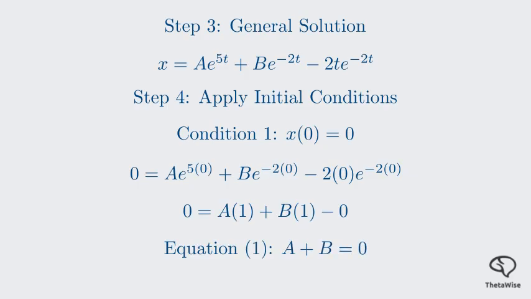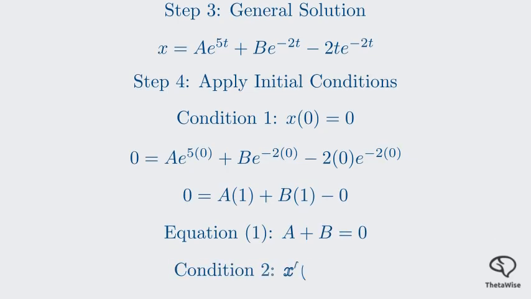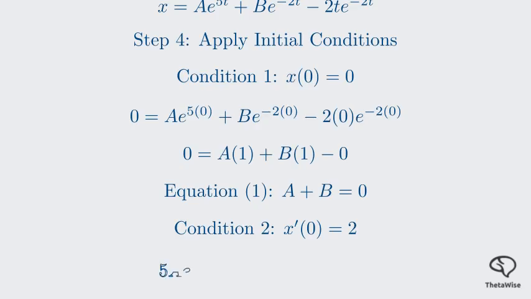Now for the second initial condition. The second condition involves the derivative dx/dt. So our first step is to differentiate our general solution with respect to t. Again, we'll need the product rule for the third term, negative 2t e^(-2t). The derivative of a e^(5t) is 5a e^(5t). The derivative of b e^(-2t) is negative 2b e^(-2t). And the derivative of negative 2t e^(-2t) is negative 2e^(-2t) plus 4t e^(-2t). This is our derivative.